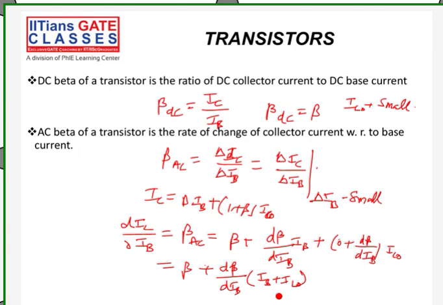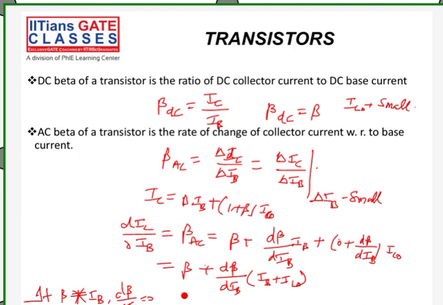Here, what we do, we'll consider beta is independent of IB. If beta is not depending on IB, in that case d beta divided by dIB is equal to 0.